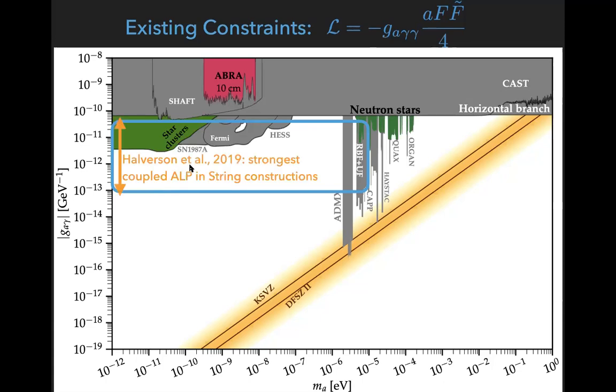And again, I think this is very motivated parameter space. I'll give you one example. In some explicit string constructions, people have found, for example, Halverson et al., that the typical axion-photon coupling will be quite small, will be somewhere down here. But since you have a large number of ALPs, one of them might fluctuate up and have a larger axion-photon coupling and might sit roughly within the range of this orange arrow. So this is a range of parameter space that we actually have a chance of detecting.